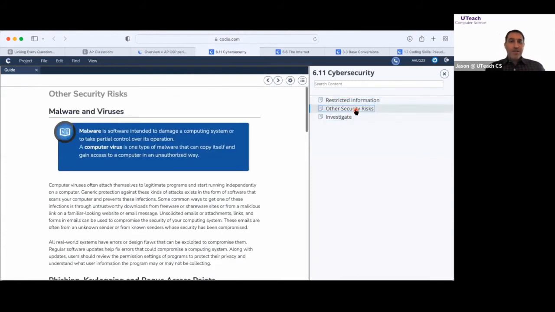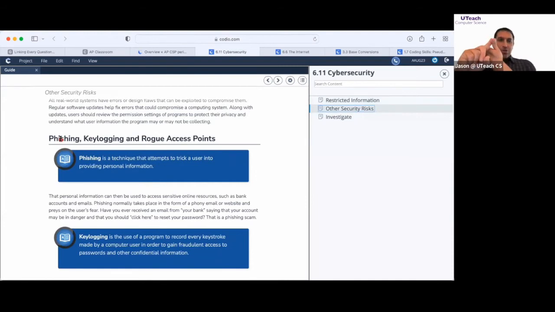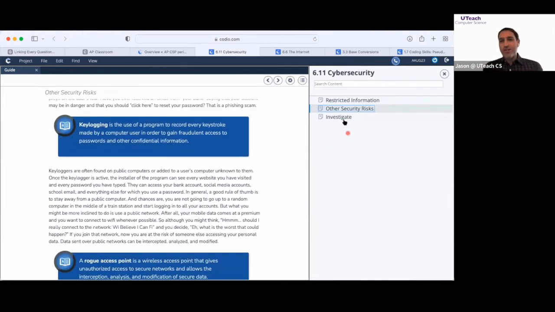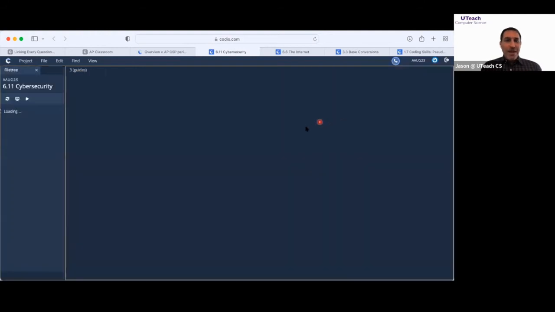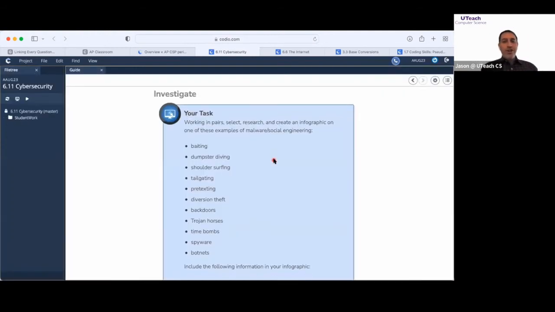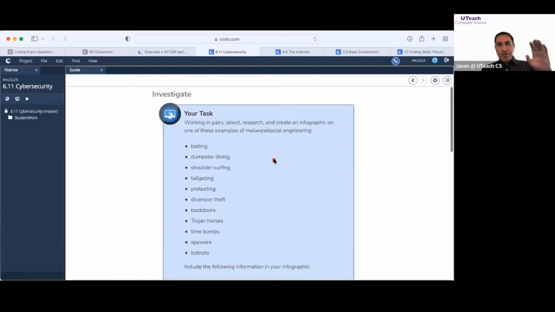The next page of the assignment talks about malware, viruses. Phishing has its own question. Keylogging has its own question. Rogue access point has its own question. These are all individual questions on the exam. And then the investigate page over here, it's a really good assignment to do with your students to prepare them for what they just learned and they're about to be tested on.